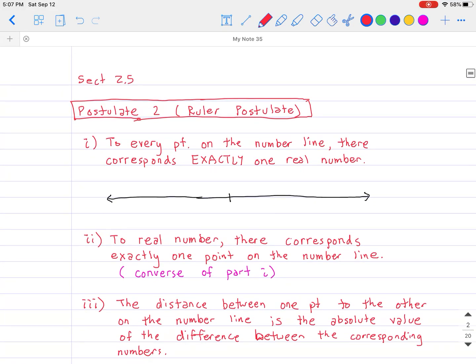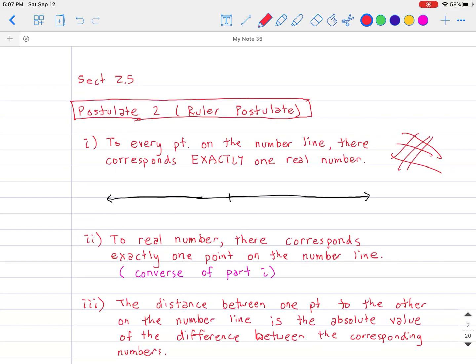Okay, so let's go ahead and scroll down to the section 2.5 stuff that we're going to be talking about. So here is postulate number 2, which is another name for the ruler postulate. Now, for this postulate, it says three things, and basically it means that you can use any of those three. So the first one says that to every point on the number line, there corresponds exactly one real number.